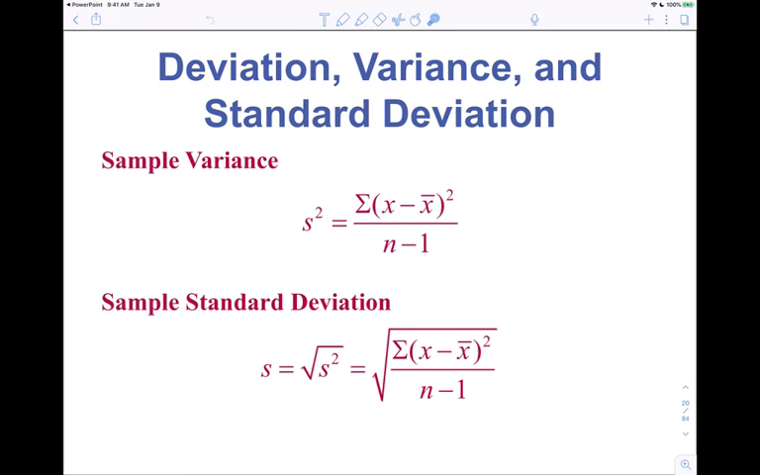And then once we have the sample variance, we just take the square root of the variance to get the sample standard deviation, right? So this comes in for the sample standard deviation. Let's keep it moving.